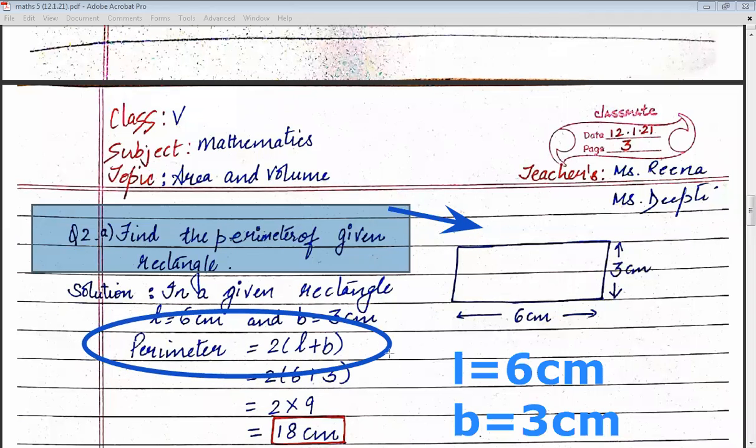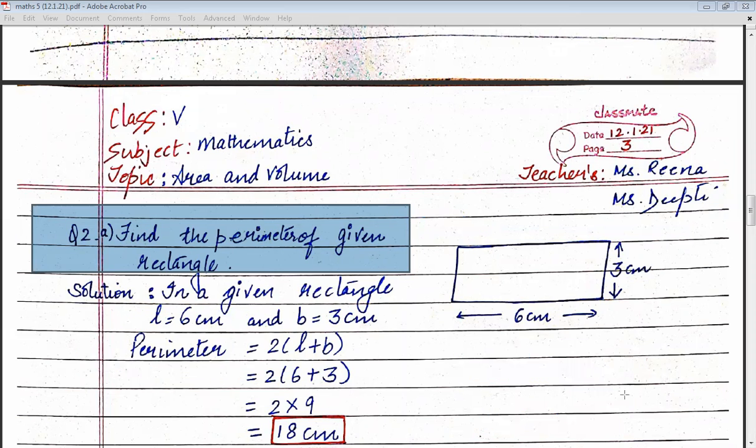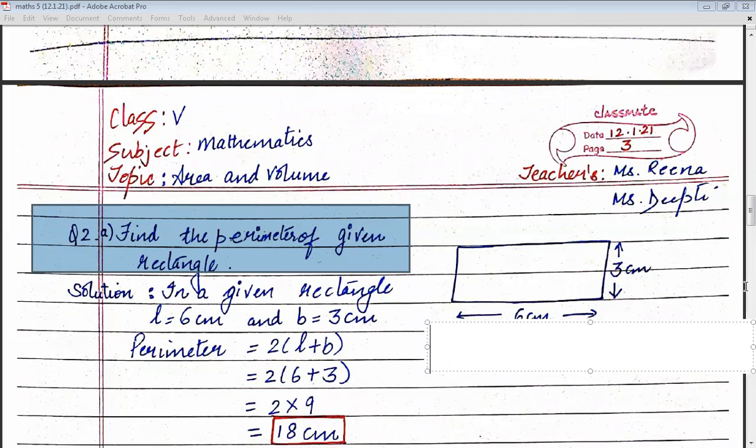Yes, the formula of this is twice L plus B. What is that? Twice L plus B. Length is 6 and breadth is 3. So now children, what you have to do? First you have to add length and breadth.